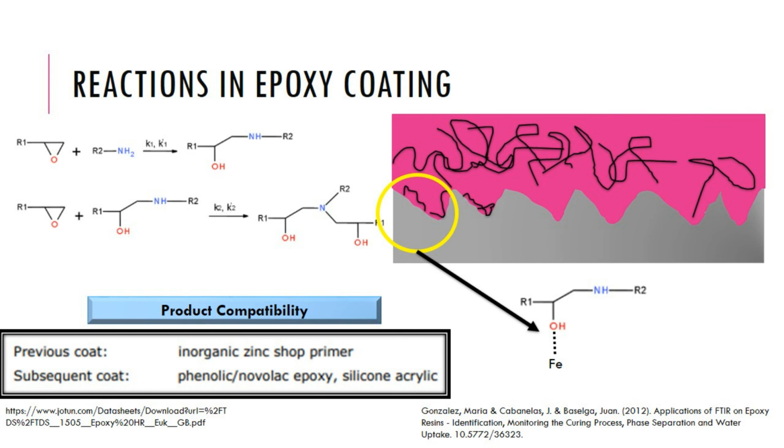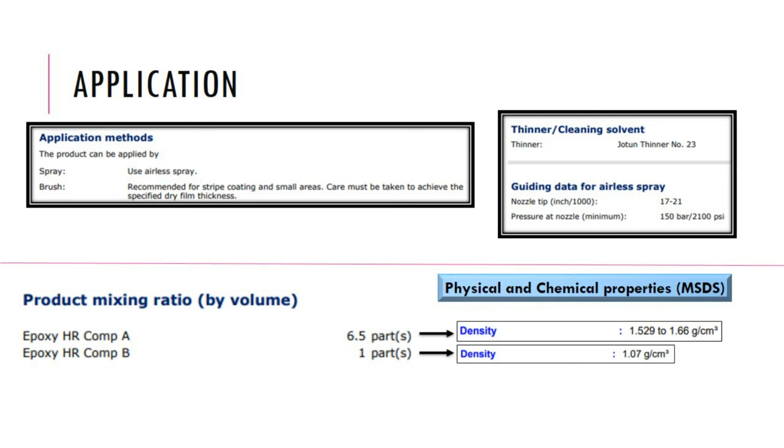If the previous coat is inorganic zinc shop primer, then this attraction between the hydroxyl group will happen between the inorganic zinc and the OH groups. In the subsequent coat also, there will be an attractive force or a weak bond between the hydroxyl NH groups and the groups in the upper epoxy coating as well as in the silicon acrylic coating. These bonds ensure that the adhesion between the coatings is better, or they complement the mechanical locking that happens in these coating layers. Once the surface has been prepared, the coating is applied.